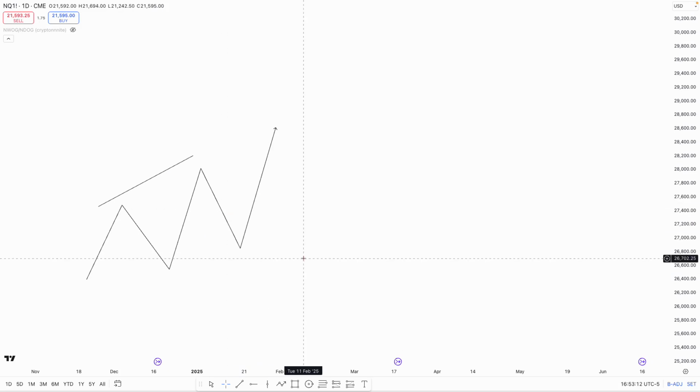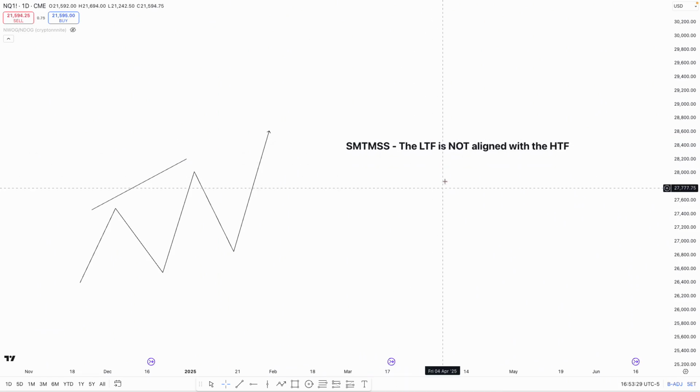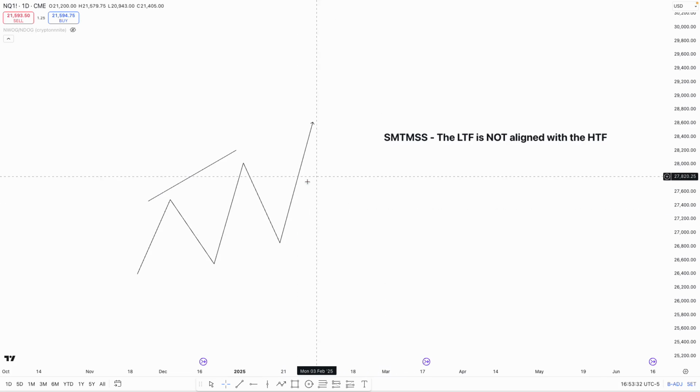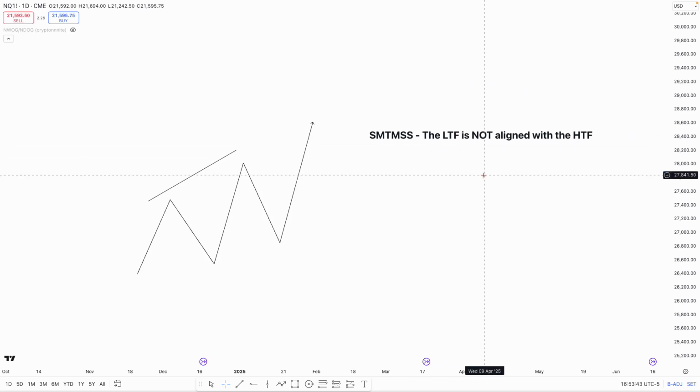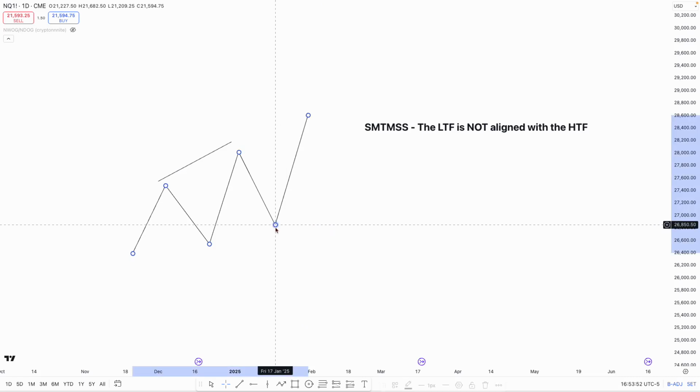And this is because of something called SMT market structure shift. And simply put, it is when the lower time frame is not aligned with the higher time frame. So one of the first things that is drilled into our head when we first learn kind of ICT is that the higher time frame holds more power and it trumps the lower time frame. So we shouldn't be expecting the lower time frame SMT to oppose a higher time frame SMT.